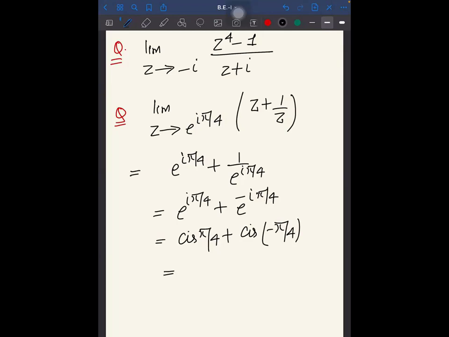And this becomes what? The sin terms will cancel. So 2 cos pi by 4, so 2 into 1 by root 2. So that is root 2. Are you with me on this? Okay. So I'm giving you 3 more exercises based on limits and you're going to calculate them.